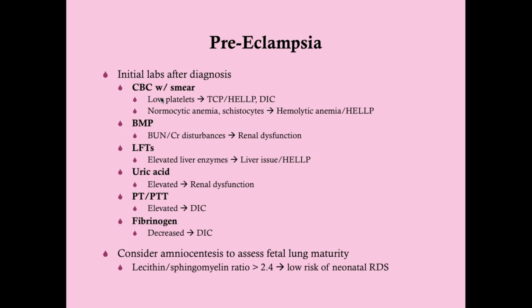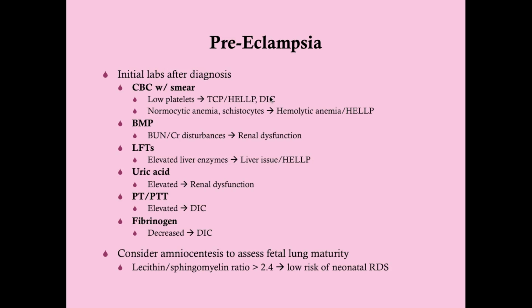Okay, so why do we get a CBC? Well, you want to get a CBC with smear because that's going to help you look for the possibility of hemolytic anemia. It's also going to help you look for low platelets. It's also going to help you assess the degree of hemoconcentration, which tells you how much fluid she's losing as far as edema goes. So low platelets shows you the possibility of thrombocytopenia, which is a criteria for severe preeclampsia, as well as the HELLP syndrome, which is a very specific category of severe preeclampsia.